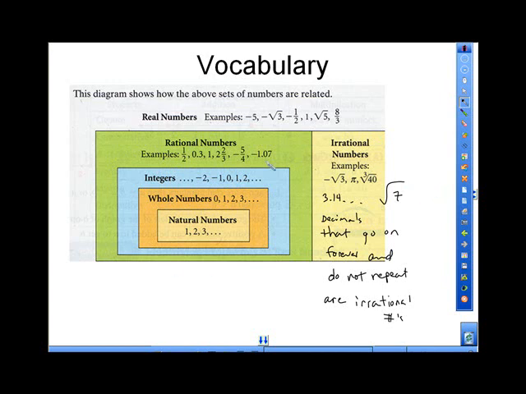Now all these different number sets together form the real numbers. So when we talk about a real number, we could be talking about any one of these different types of numbers here. So all these number sets form the real numbers. Just remember that real numbers include all of these.